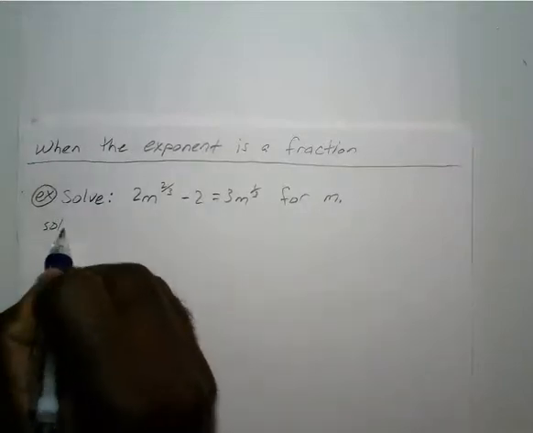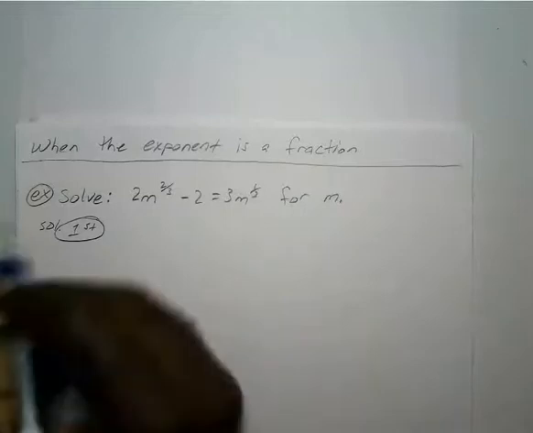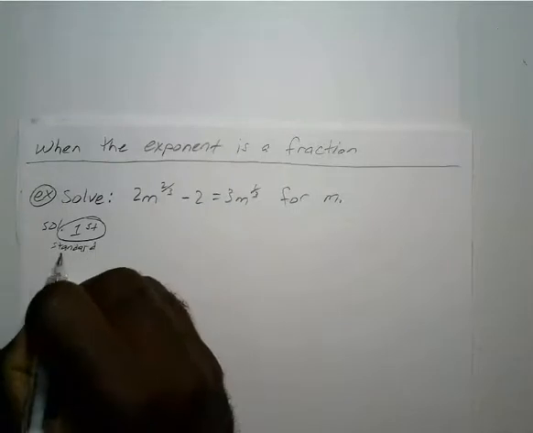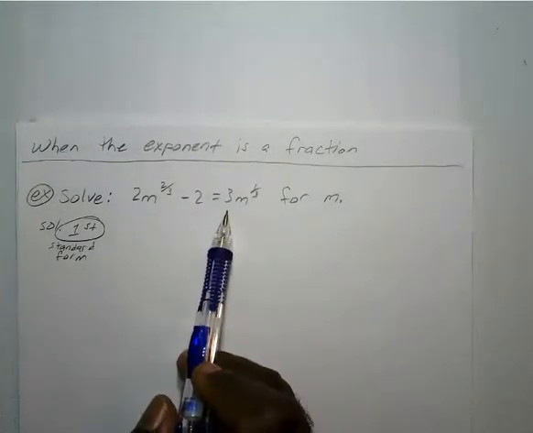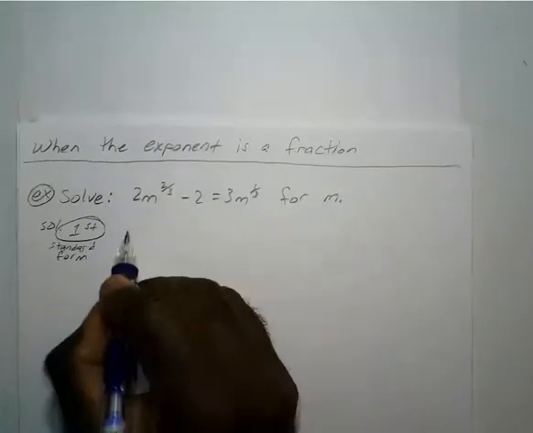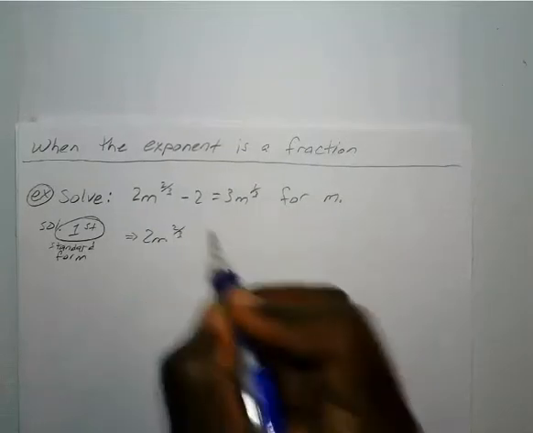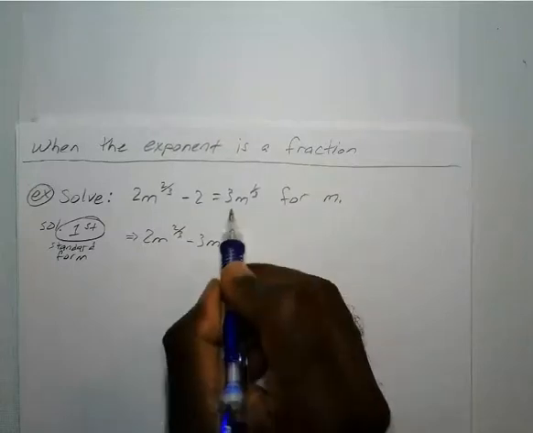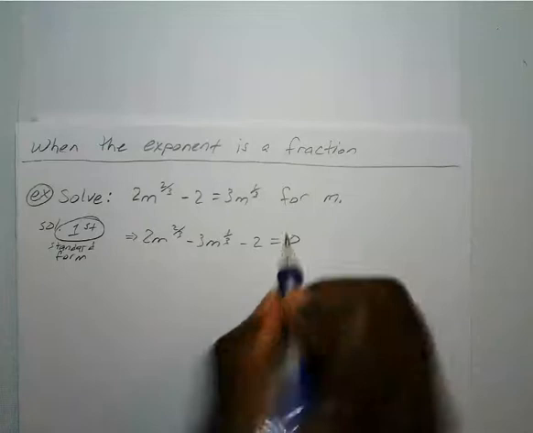The first thing we're going to do is put it into standard form. We're going to subtract 3m to the 1/3 power from both sides. So that's 2m to the 2/3 power minus 3m to the 1/3 power minus 2 equals 0.